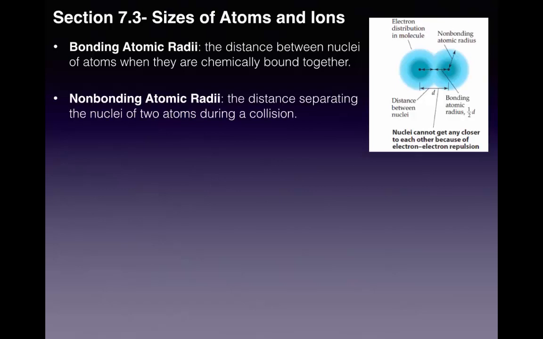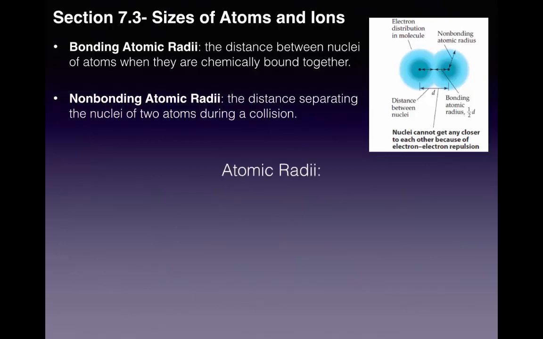Non-bonding atomic radii is the distance between nuclei of two atoms that have not been bound, but they have collided. So they're just touching, not like in this diagram, but they're just touching, and then you find the distance between their two nuclei and divide by 2. As you can imagine, the size of a bonding atomic radius would be smaller than that of a non-bonding atomic radius. As you can see, when they are bound together, their nuclei are closer together than in non-bonding atomic radii.